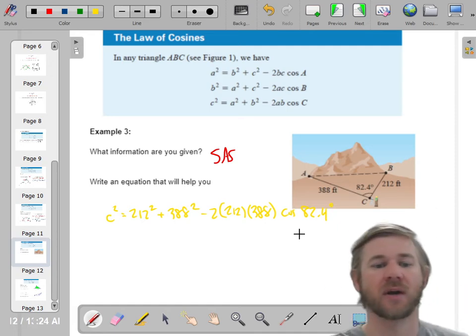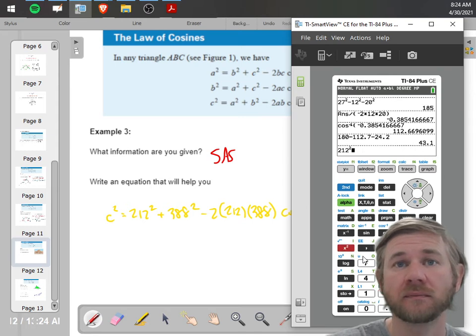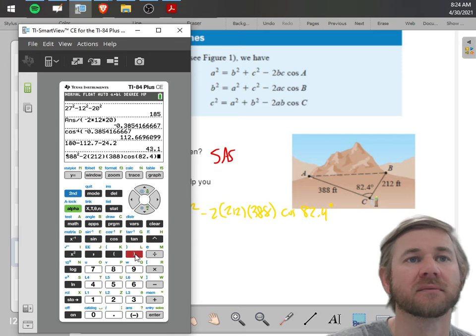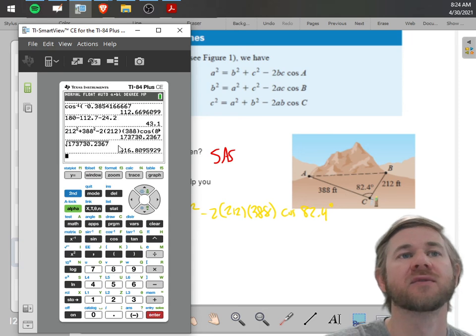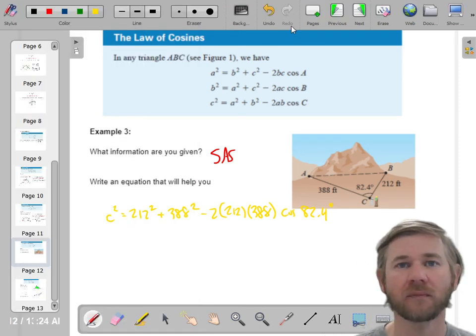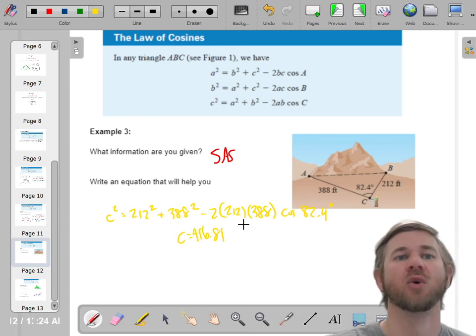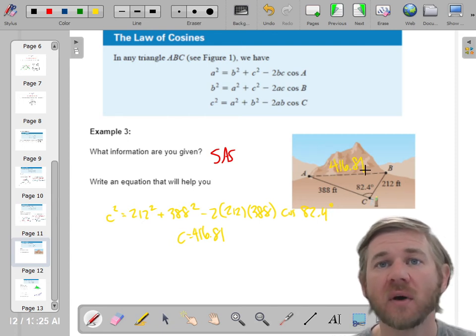All right. Try it on the calculator. 212 squared plus 388 squared minus 2 times 212 times 388 times the cosine of 82.4. So this is a crazy looking formula, but it's easy to use. Square root that because that's c squared, and I get c is 416.81. Okay, we got c. What else are we trying to find? I guess we find a missing angle.